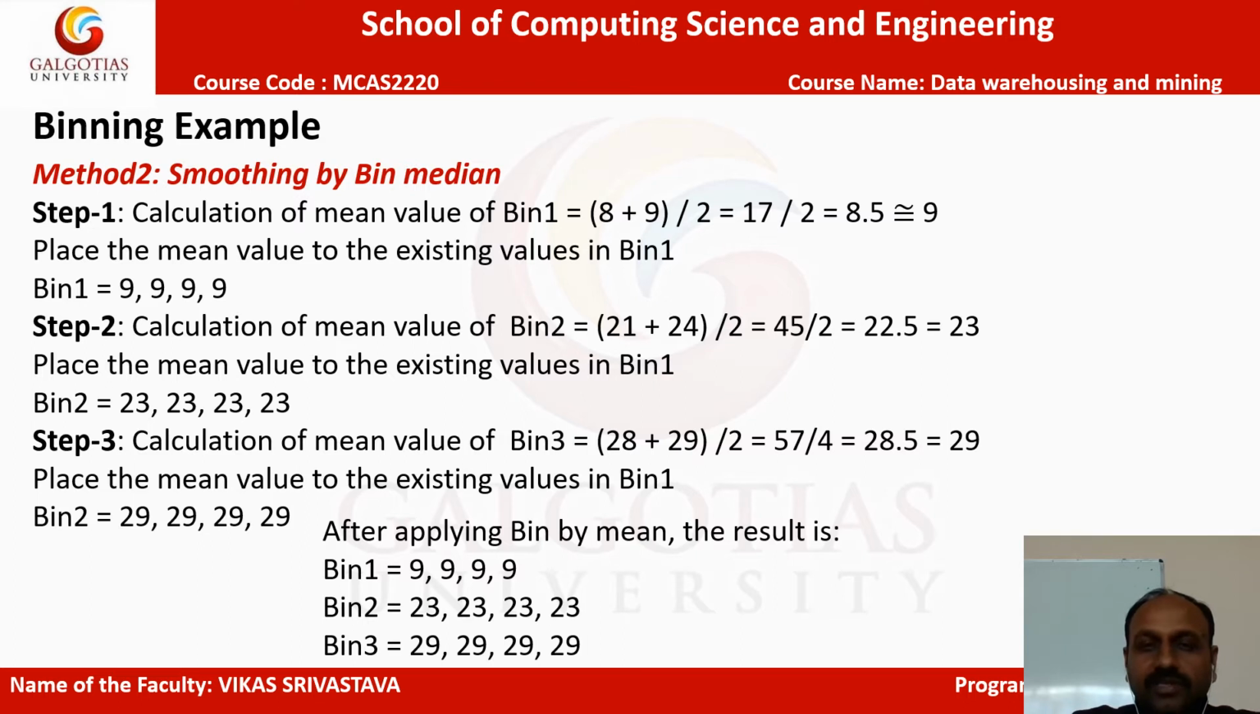Similarly, the calculation for bin 2 will also be the same. 21 plus 24 by 2 is equal to 45 by 2, that will become 23. So place the value in the existing bin as 23, 23, 23, 23. Similarly, you will apply it for bin 3 as well. You will pick the middle value, which is 29, then replace it with 29, 29, 29, 29. So after applying smoothing by median, the result will be 9, 23, 29.